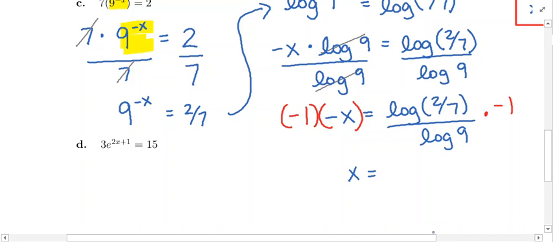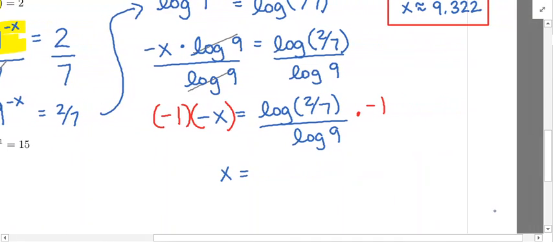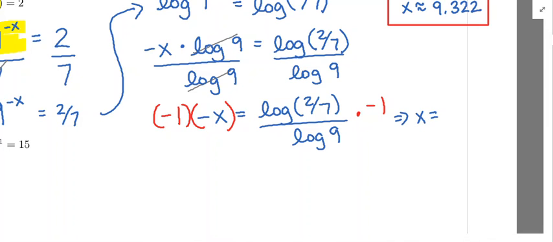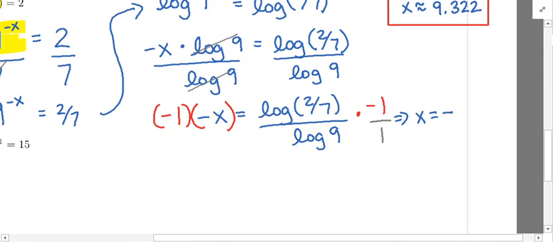If you are multiplying a fraction by -1, you need to just multiply the top or the bottom by -1, not both. So this is going to tell us that x, negative times negative is positive. So x equals, when you're multiplying the right side by -1, think of it as -1 over 1. So you're multiplying by a fraction. You're going to multiply across the top and across the bottom. So it's going to be negative. The negative sign can just go out front. Negative log of 2/7.